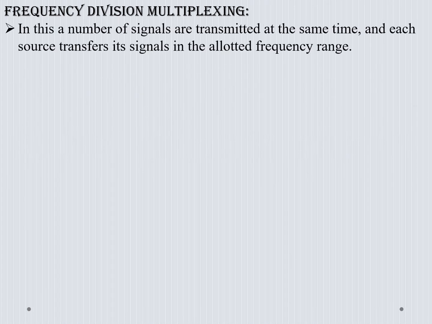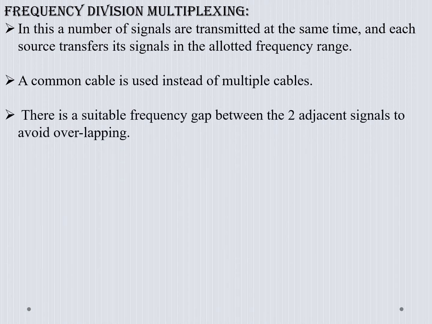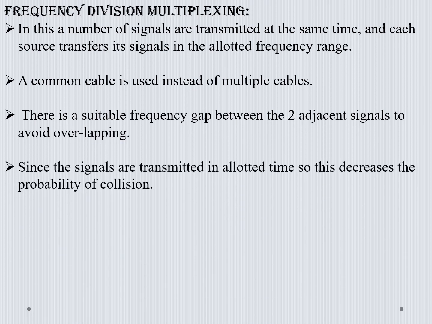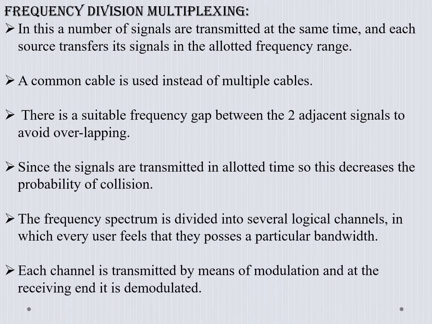So let's understand. In this, a number of signals are transmitted at the same time, and each source transfers its signals in the allotted frequency range. A common cable is used instead of multiple cables. There is a suitable frequency gap between two adjacent signals to avoid overlapping. Since the signals are transmitted in allotted time, this decreases the probability of collision. The frequency spectrum is divided into several logical channels in which every user feels that they possess a particular bandwidth. Each channel is transmitted by means of modulation, and at the receiving end it is demodulated. So let us see here.